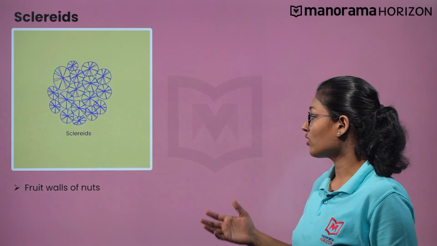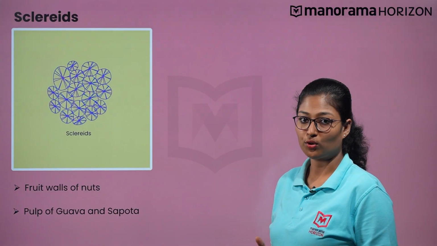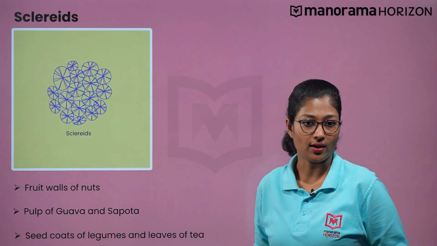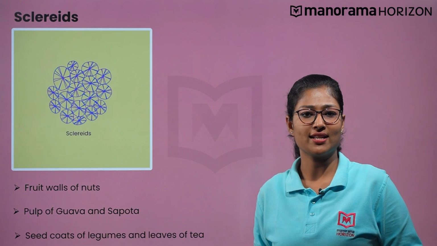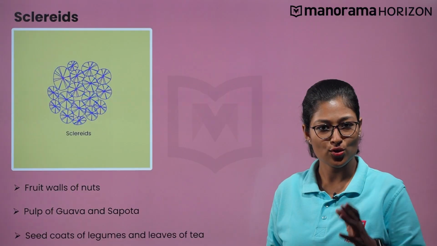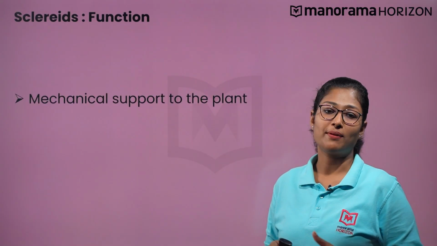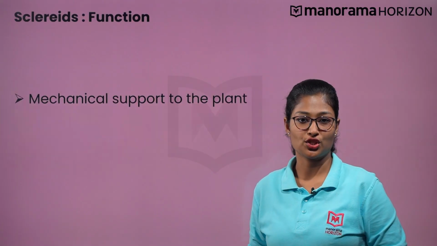Now the question is, where are they found? They are found in the fruit walls of nuts, pulp of guava and sapota, the seed coats of legumes and the leaves of tea. Can you guess the kind of function they provide to the plant? Yes, you are right. They provide mechanical support to the plants. Let's put a breakpoint here for the simple tissues.